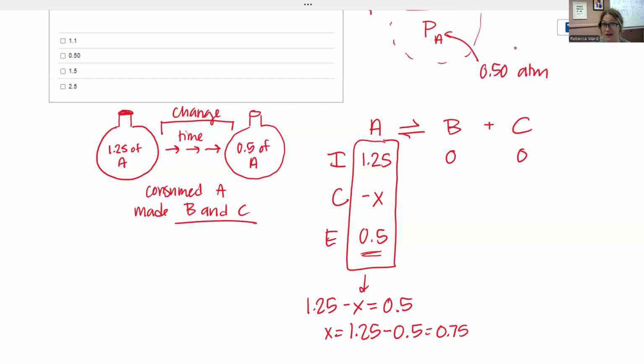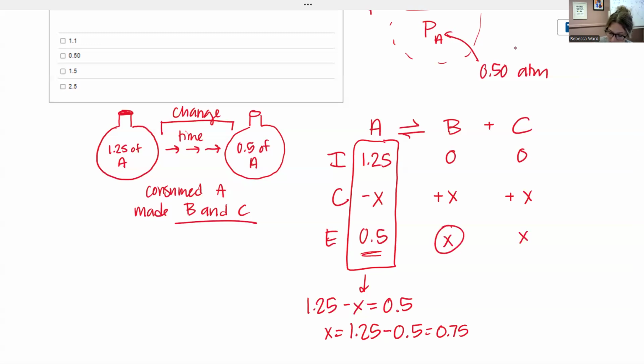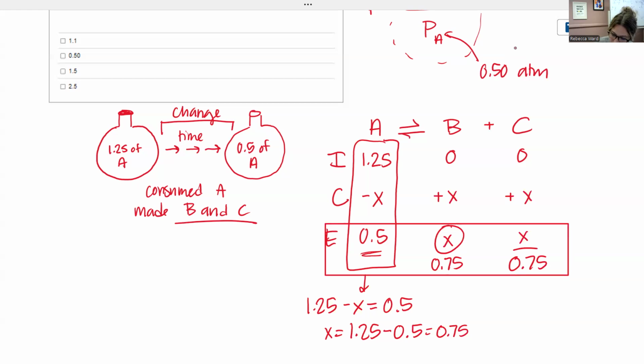So what happened to that 0.75? Every time an A was consumed, we made one B and one C. The stoichiometric coefficients are just 1. So the change for B and C as A was consumed was plus x and plus x. So my equilibrium is 0 plus x, which means it's just x for both of these. And I just solve for x. This is 0.75. This is also 0.75. Now I have this whole equilibrium row filled in.